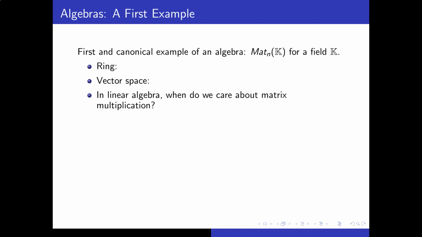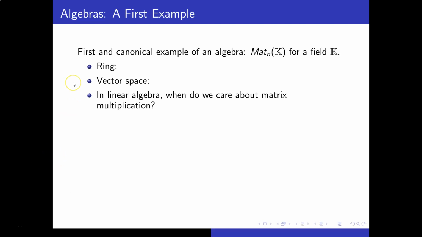Okay, so before we launch into the definition, let's look at an example of an algebra that you've actually already seen. All right, and in some sense, it's actually a canonical version. Basically, n by n matrices over a field K. All right, so you've seen these in various classes. You've seen them in my class. You've seen them in your linear algebra class. All right, we've looked at them in Math 470 as a ring.